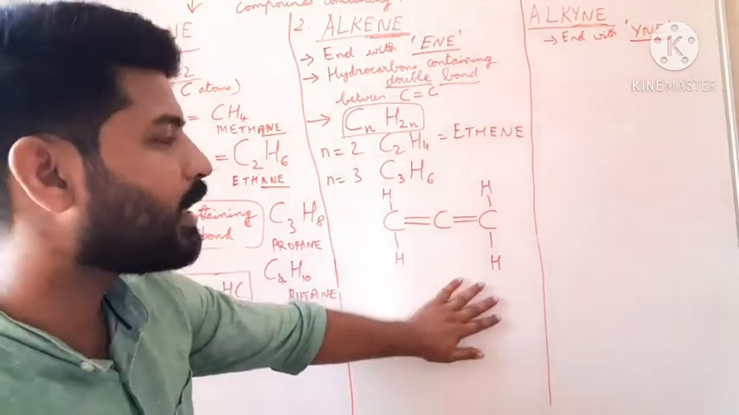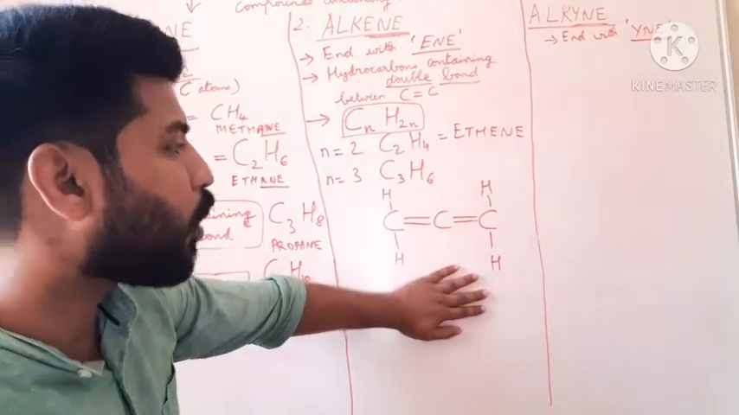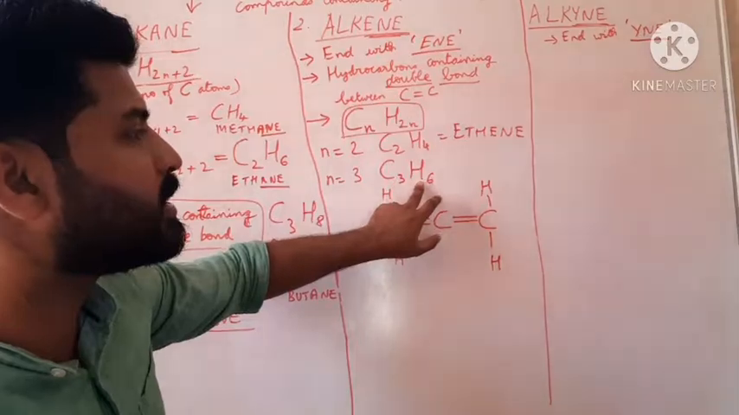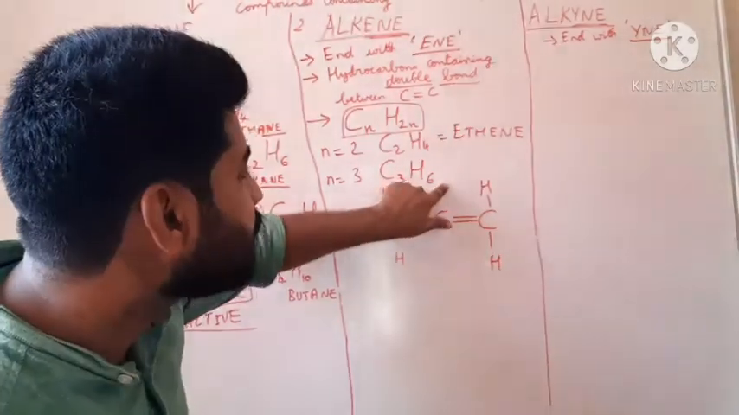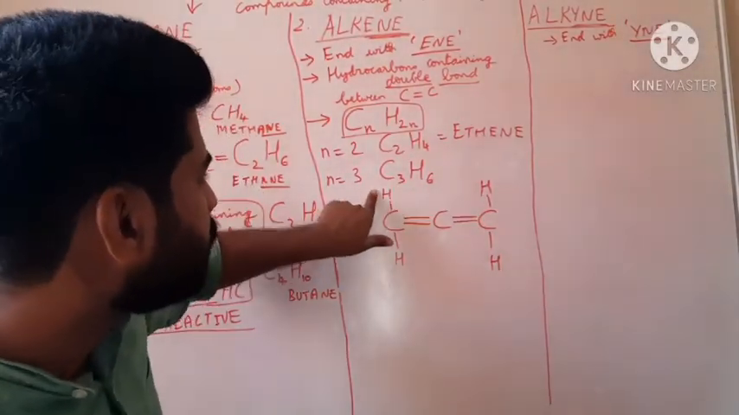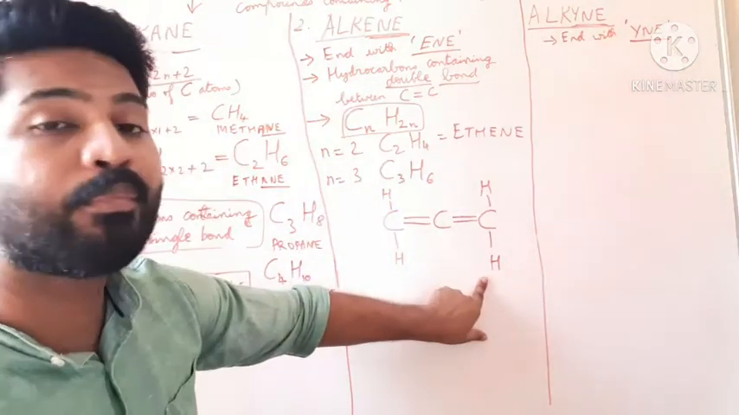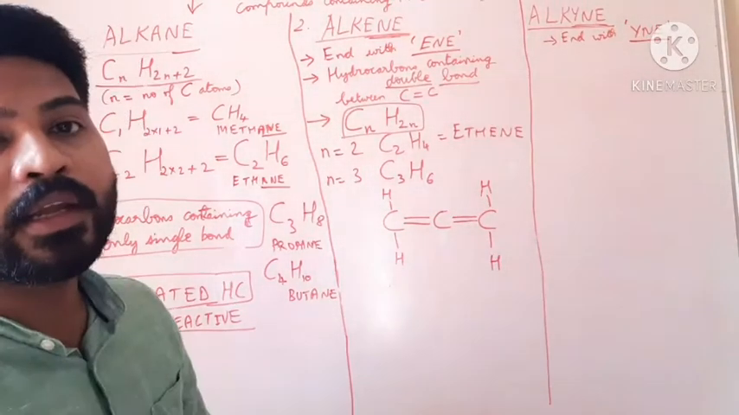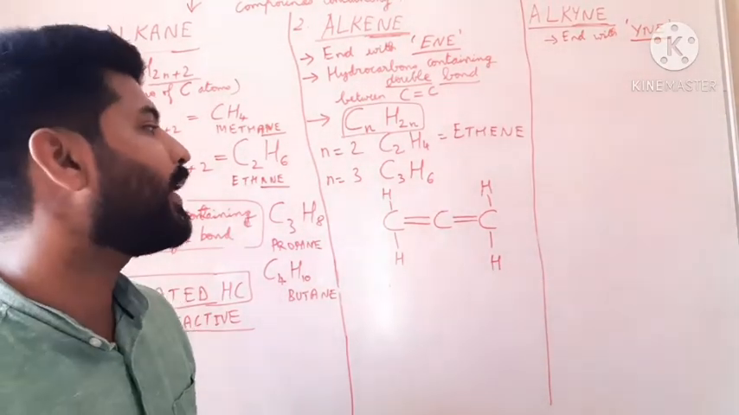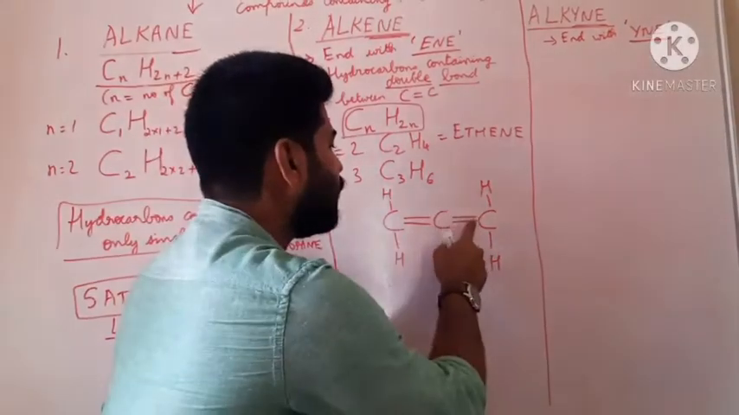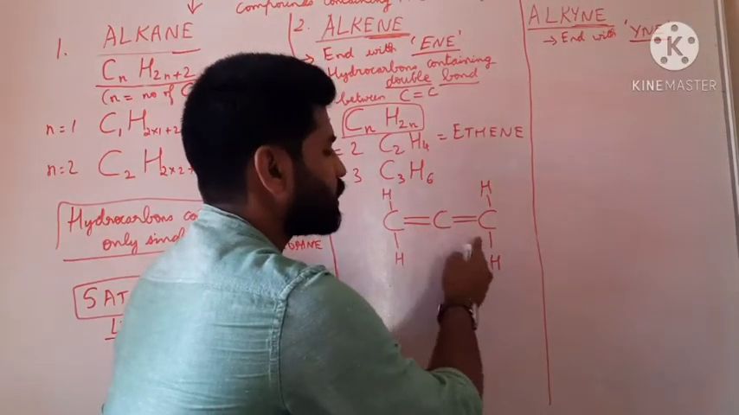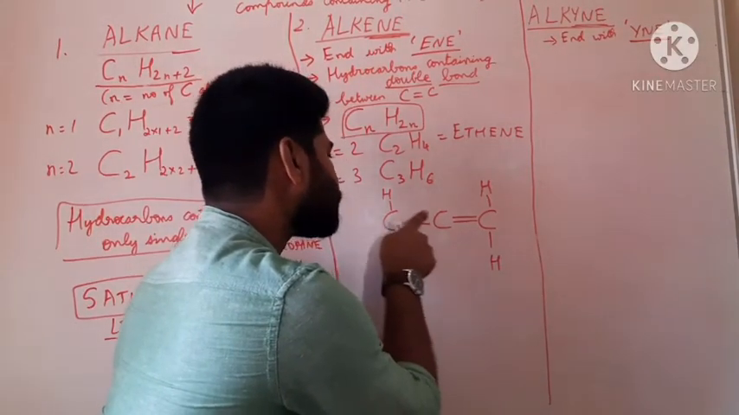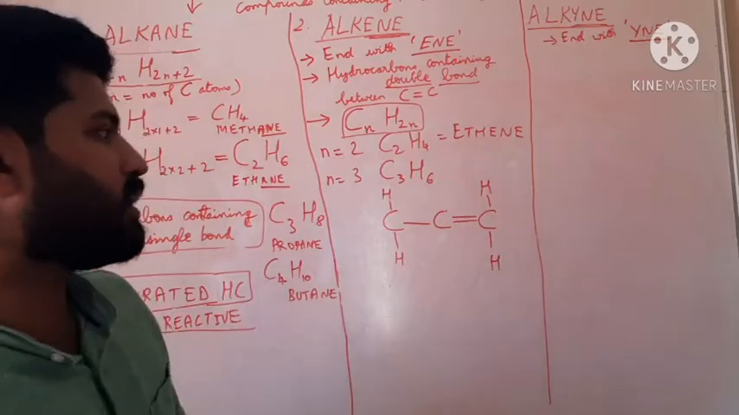And automatically you can see that this is not the correct structural formula for C3H6, because there need to be 6 hydrogens, but there are only 4 possible. So how to add the remaining 2? We can simply do this by removing one of the double bonds, this or this, any one. So I remove this double bond for making this structure possible.